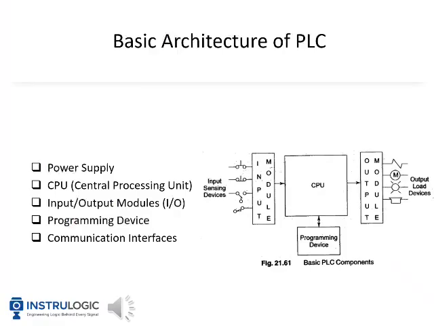A PLC has a simple but powerful architecture. It starts with a power supply that provides energy to the system. The heart of the PLC is the CPU, or Central Processing Unit, which runs the logic program. Then we have input and output modules. Inputs read signals from sensors and switches, while outputs send commands to devices like motors and valves. There's also a programming device, which is used to write and load the logic into the PLC. Finally, communication interfaces allow the PLC to connect with other systems like SCADA or HMIs.